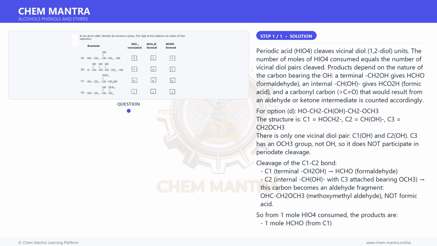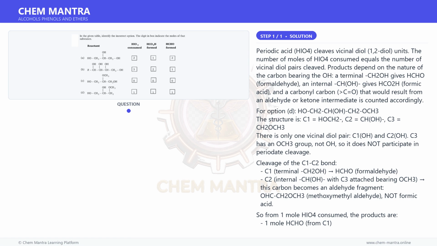The table claims HCO2H formed is equal to 1, but the C2 carbon is a CH bearing another carbon, C3 with OCH3, so oxidation gives an aldehyde, not formic acid. Formic acid is only produced when a CH(OH) has both neighbors cleaved, i.e., it is flanked by OH-bearing carbons on both sides in the diol chain. Here C3 is not an OH carbon and does not get cleaved, so C2 gives an aldehyde product, not HCO2H.